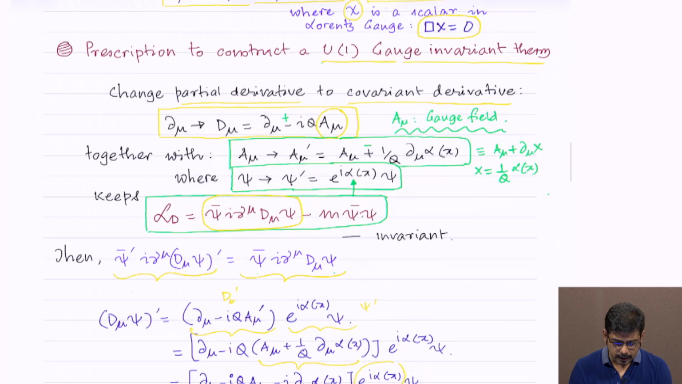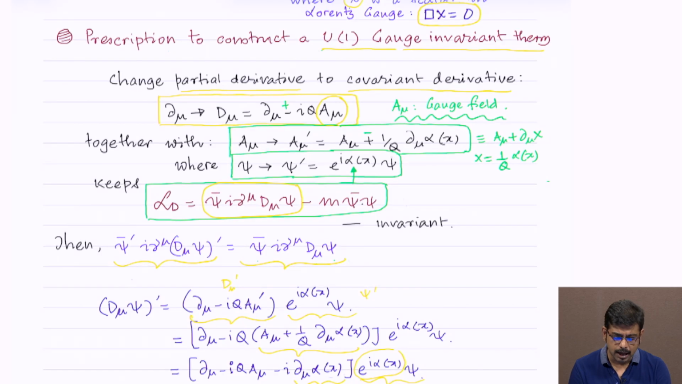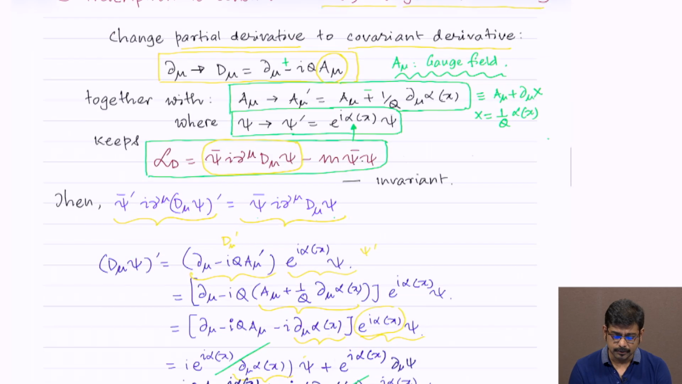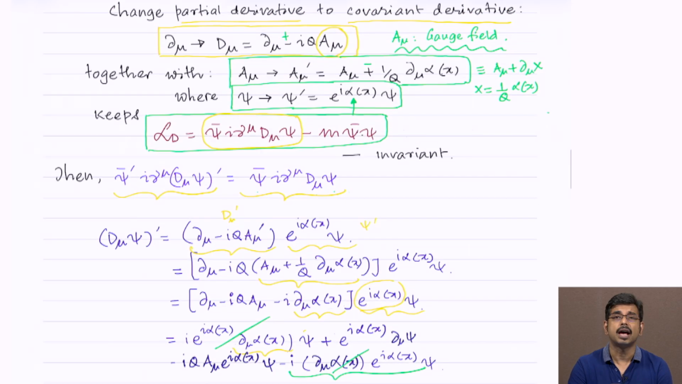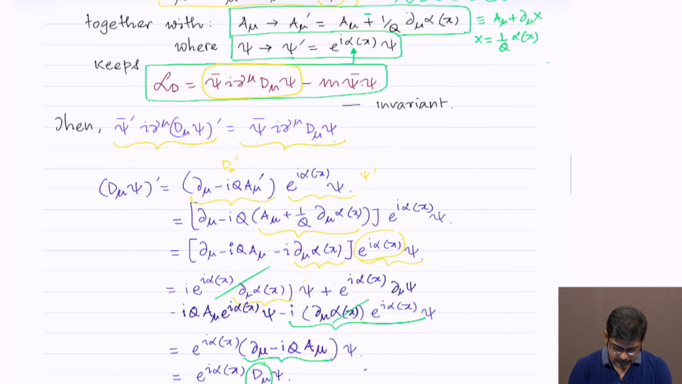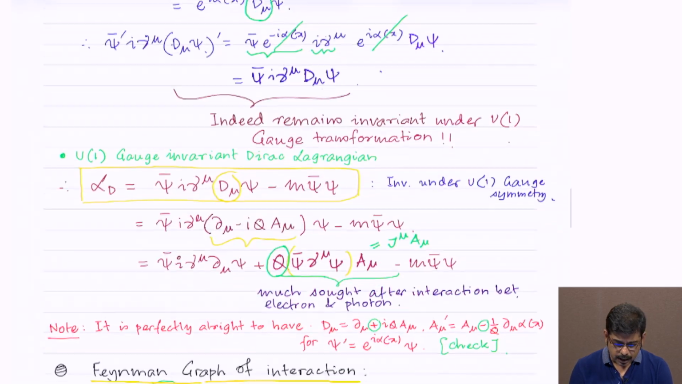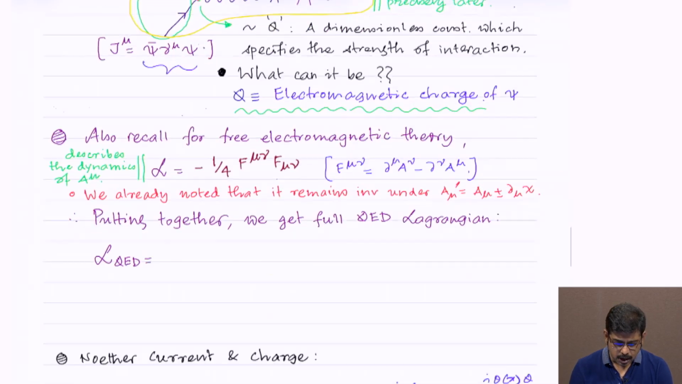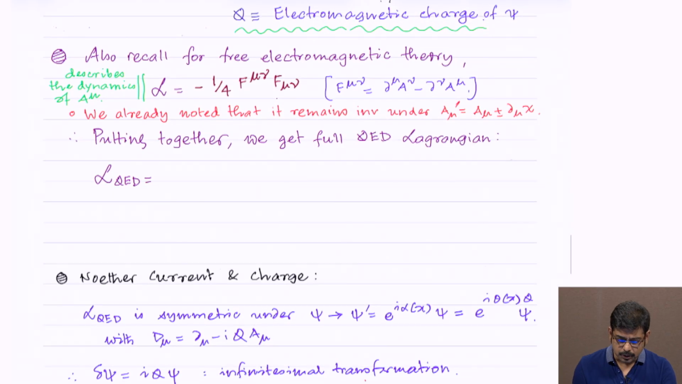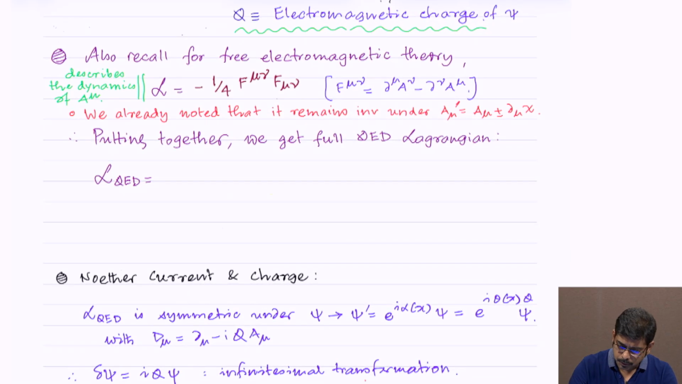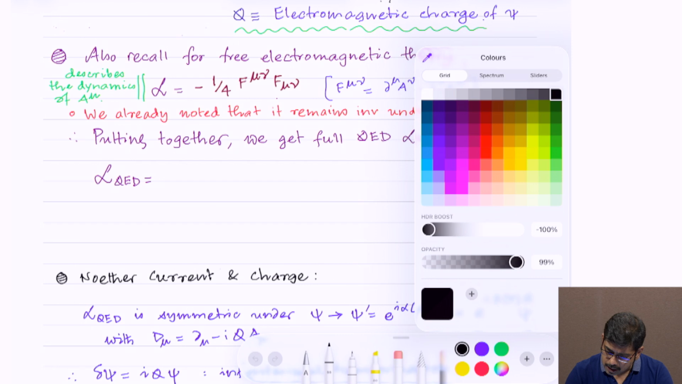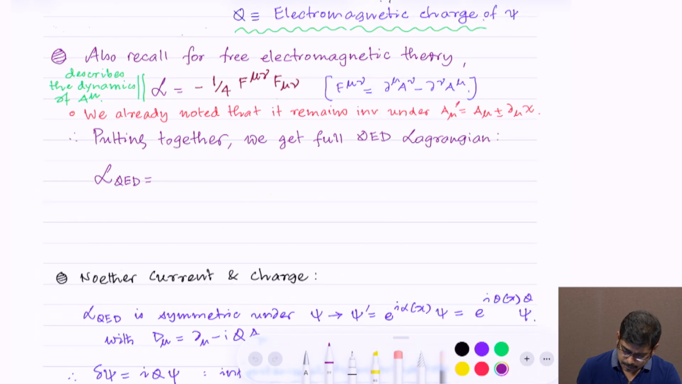And then we showed that the Lagrangian, which is psi bar i gamma mu D mu psi minus m psi bar psi, where del mu was replaced by this D mu, actually remains invariant under the transformation where psi goes to psi prime, which is equal to e to the power i alpha(x) psi. And this finally gives rise to what you call the QED Lagrangian. So let's write it once more, because this is very important for us.